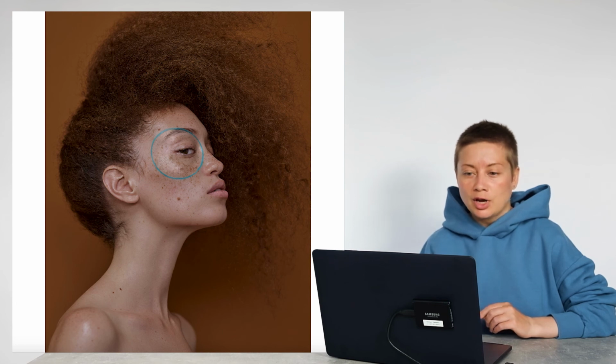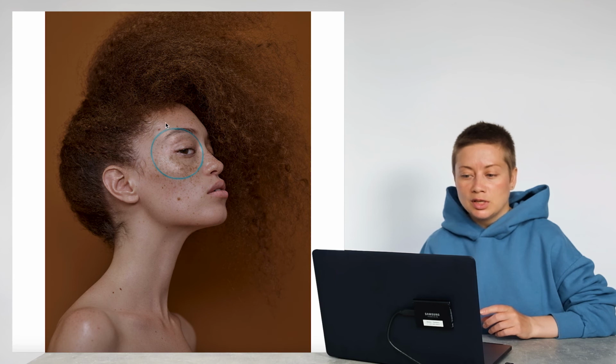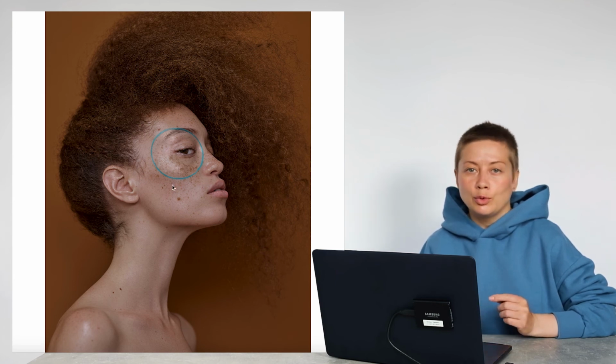Example on a beauty shot. Everything is brown-orange, including her skin tone, even though it's much lighter, but still within the same color palette, the same side of the color wheel. And then we have that one color on the opposite side of the color wheel, this quite intense cyan blue color.